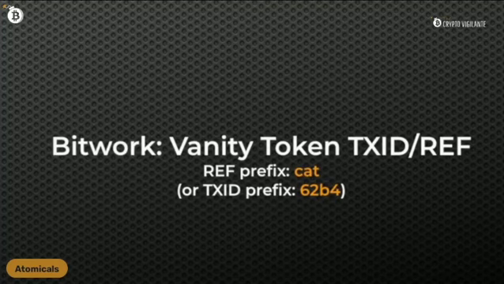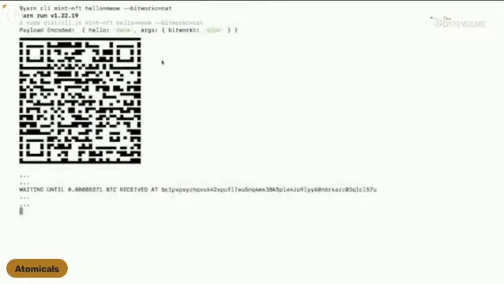So here's an example. Let's get to it. Bitwork. We want to mine, let's say, the ref prefix of cat, or the TXID prefix of 62B4, which encoded in Crockford base 32 is cat, C-A-T. Let's see what that looks like. We do a regular mint NFT. In this case, the atomical is just hello equals meow, and we set the bitwork flag to cat.